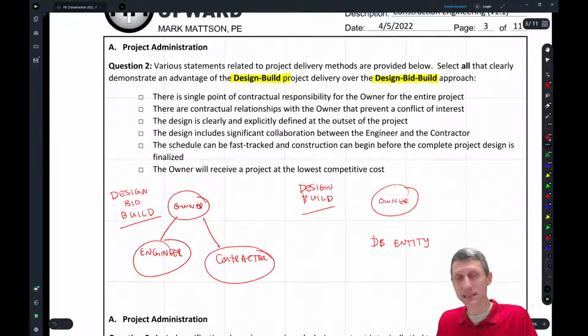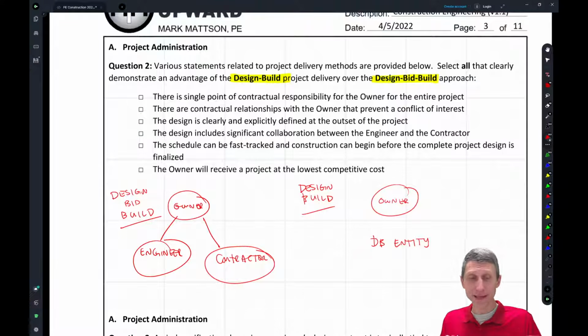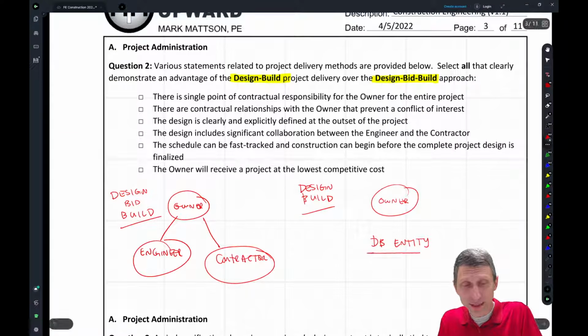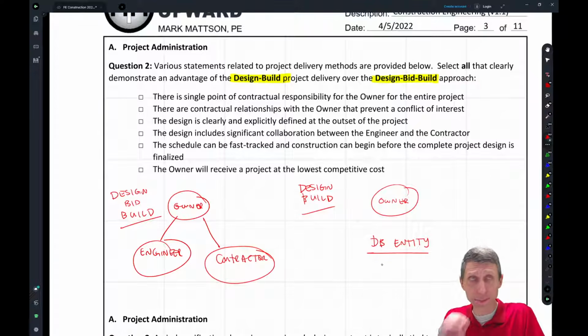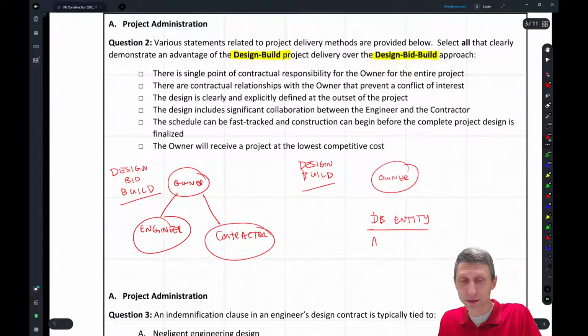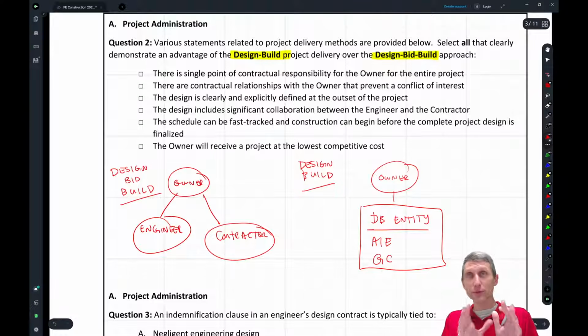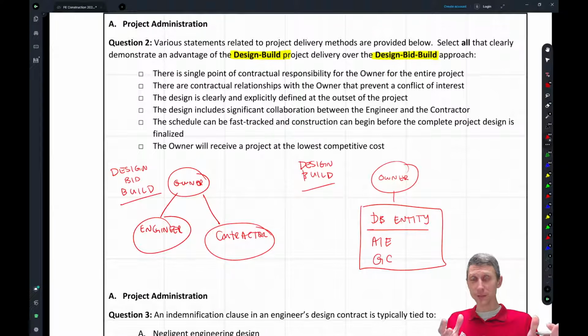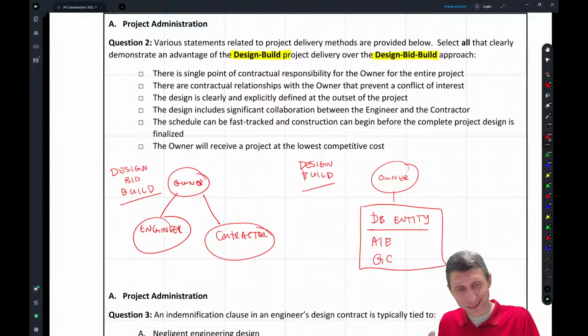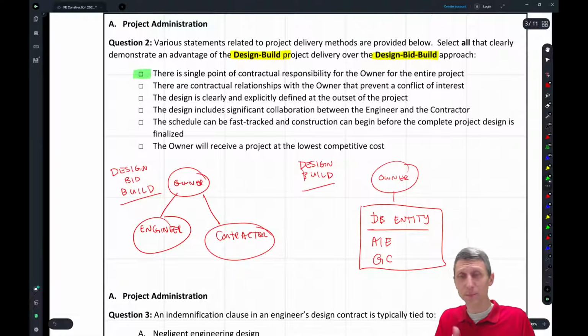And sometimes this is led by a contractor, sometimes it's led by an architect, sometimes it's a joint venture between the architect and engineer and the contractor. But underneath the design build entity, you have the AE, the architect, the engineer. You also have like your GC. So this becomes one entity, and then from that entity, everything gets done. So there are some advantages to that, and the first advantage that we're going to point out here is just this, right? There's a single point of contractual responsibility. So that's a good thing, right?